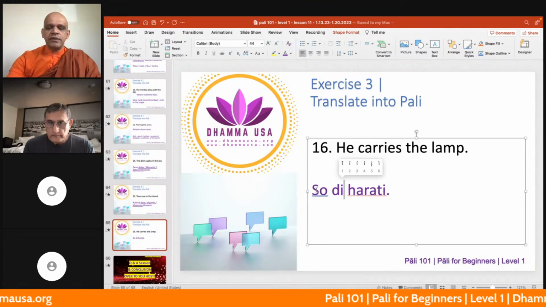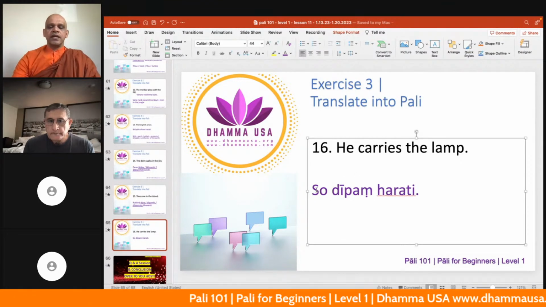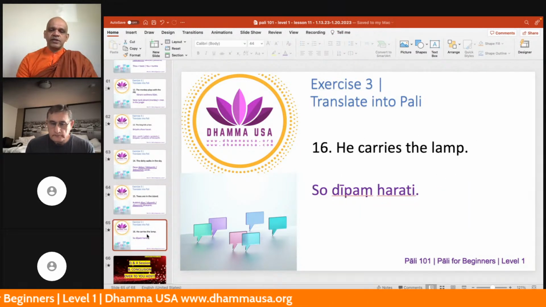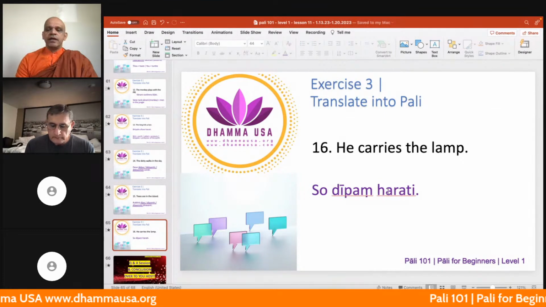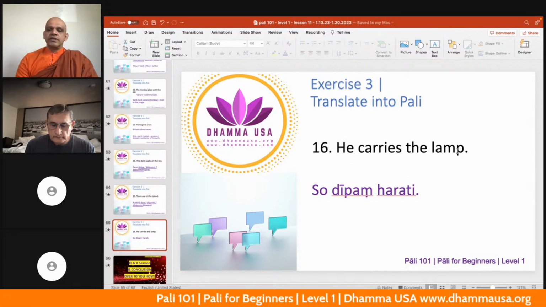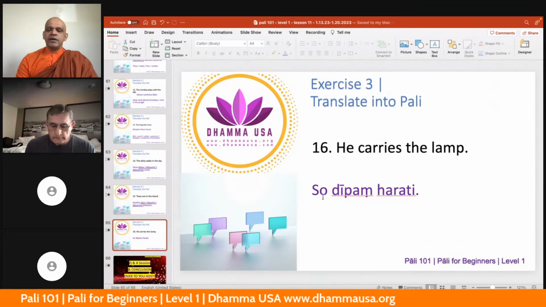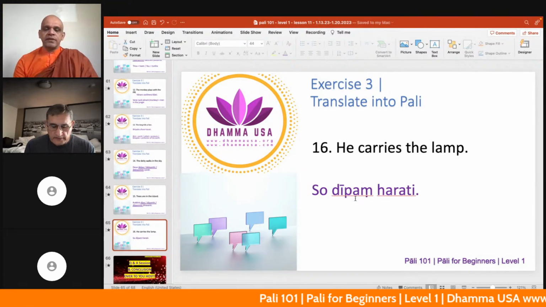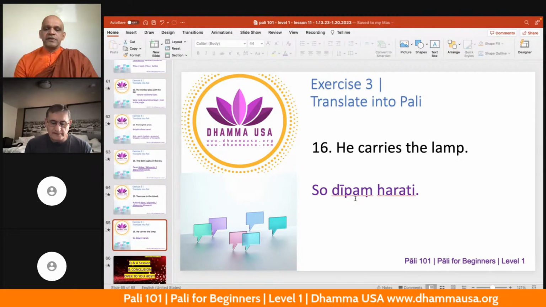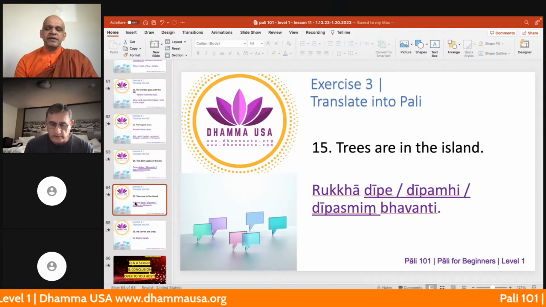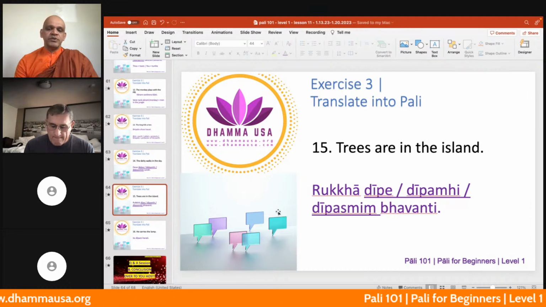Now again, the Deepa, lamp, Deepam. Again, we find Deepa as the lamp. The previous one was island, and this one is lamp. So Deepam Harati. Now again we can see he and lamp are two different things. So he is Pathama and Deepam is Dutiya. Now this is a clear object. And based on the context of sentences 15 and 16, you know which translation they are referring to. That's right, both Deepa though.